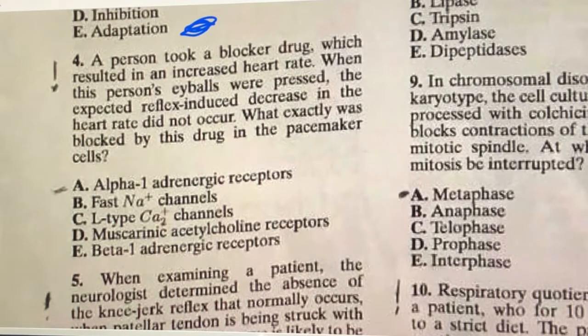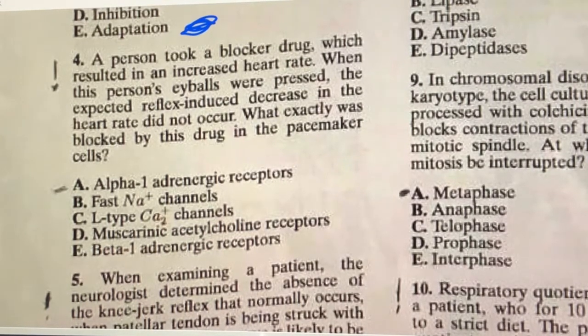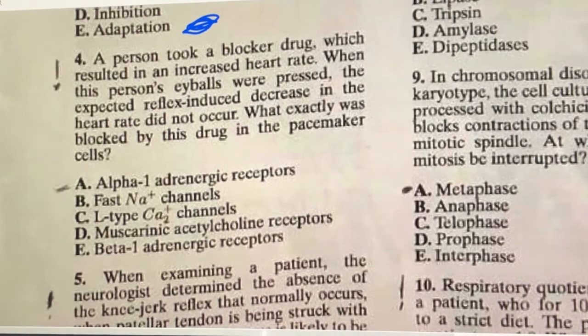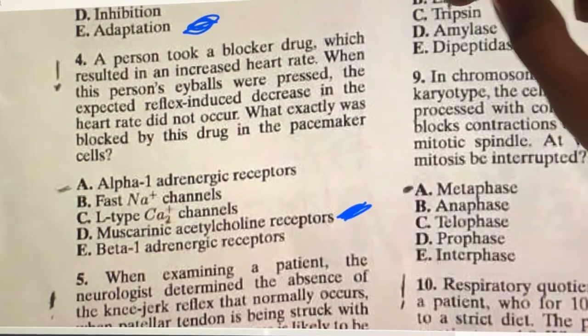Question number 4. A person took a blocker drug which resulted in an increased heart rate when this person's eyeballs were pressed. Notice that increased heart rate. The expected eyeball-induced decrease in the heart rate did not occur. What exactly was blocked by this drug in the pacemaker cells? First of all, in this question, you should know which receptors are present in the pacemaker cells, and you should know by blocking which receptor causes increased heart rate. So the answer is D, muscarinic acetylcholine receptors.